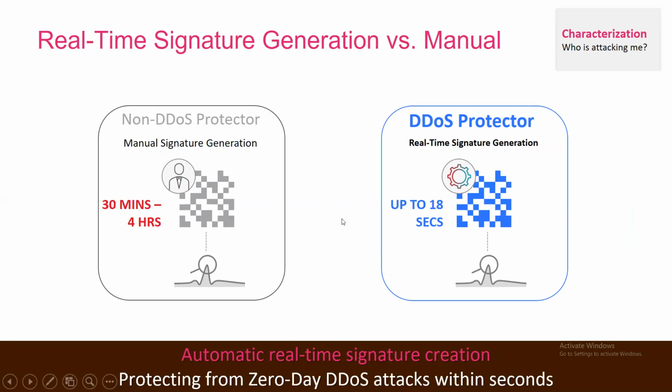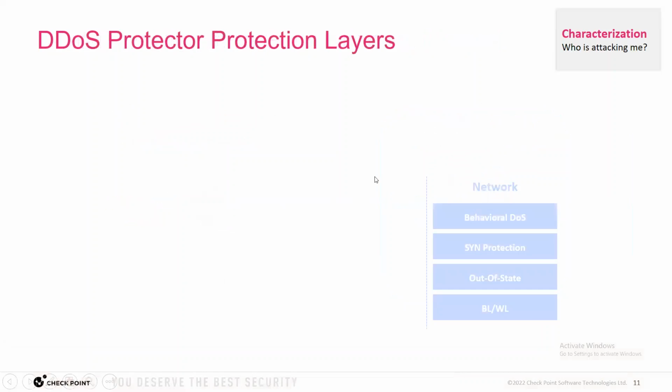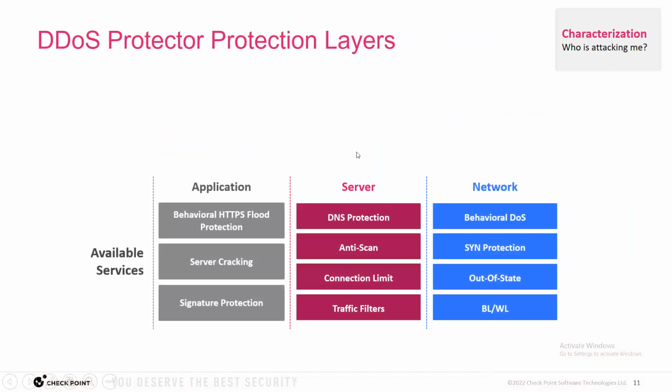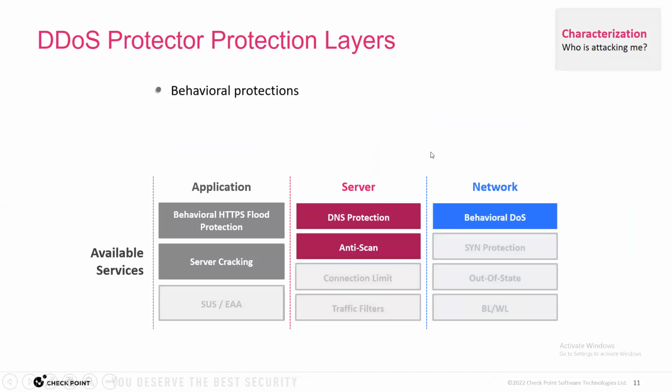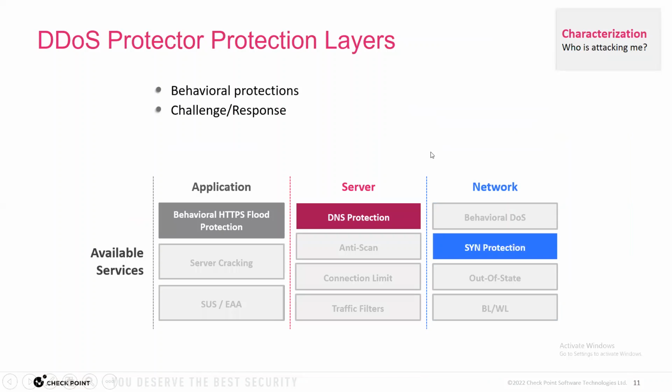A traditional non-AI solution is going to have to do manual signature generation, which could take hours. And obviously you're being attacked during those hours. DDoS protector takes up to 18 seconds. It does it through AI. It quickly establishes what traffic is legit and what is not. And these are some of the layers and services available. I don't want to get too deep into this other than to show that it's running several different engines all at once.